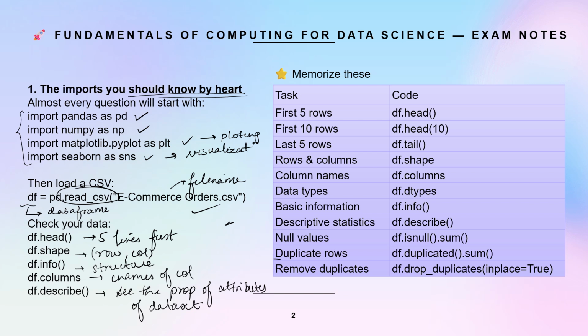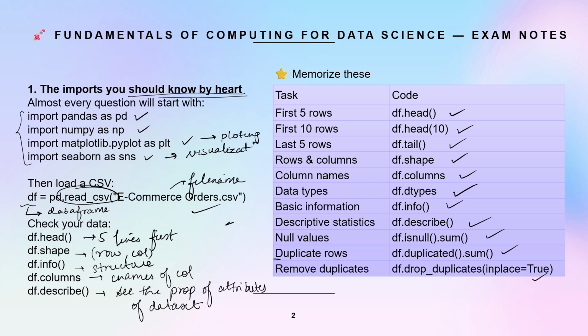Now, these are some statements that you need to memorize. First 5 rows, you'll use head. First 10, you'll use head, but you'll give a parameter of 10. Last 5, tail. Rows and columns, shape. Column names, df.columns. Data types, df.dtypes. Basic information, df.info, descriptive statistics, then null values, then duplicates, and then remove.